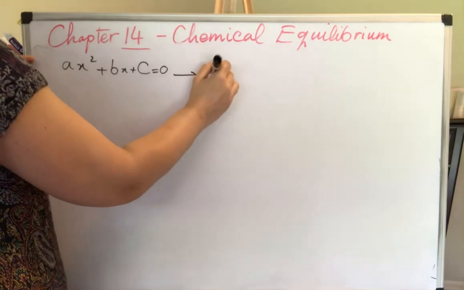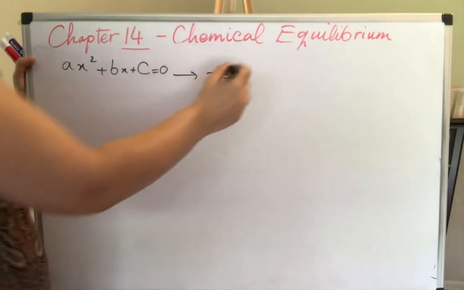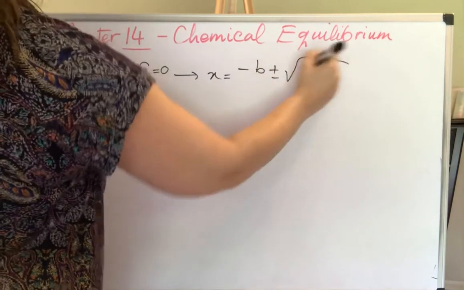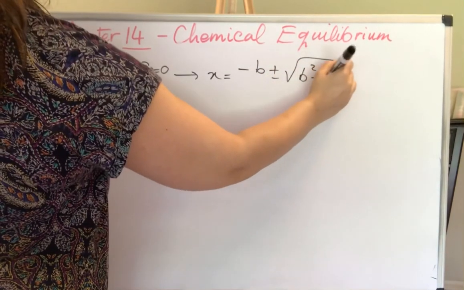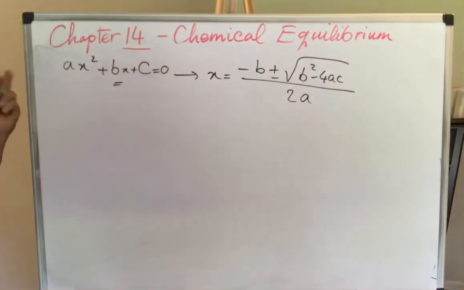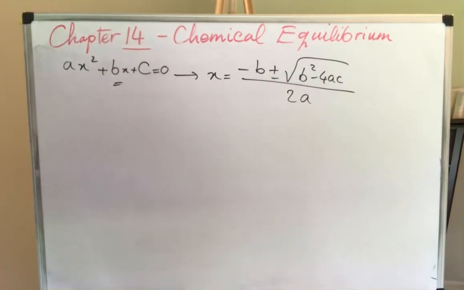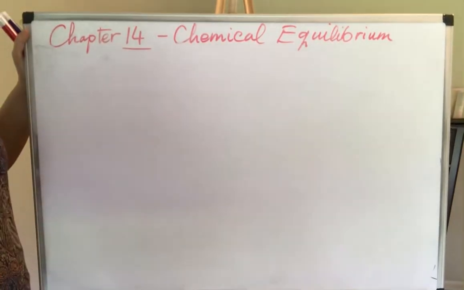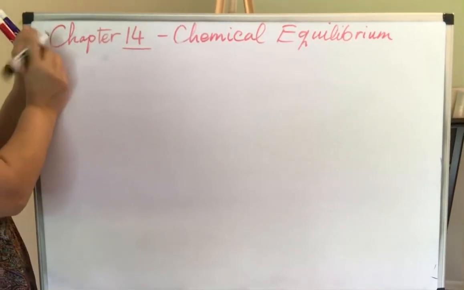So x is going to be minus b plus minus the square root of b squared minus 4ac, divided by 2a. And it gives us two roots. One of them is always not acceptable, and we pick the other one. Ready? Let's work on the question on your slide.